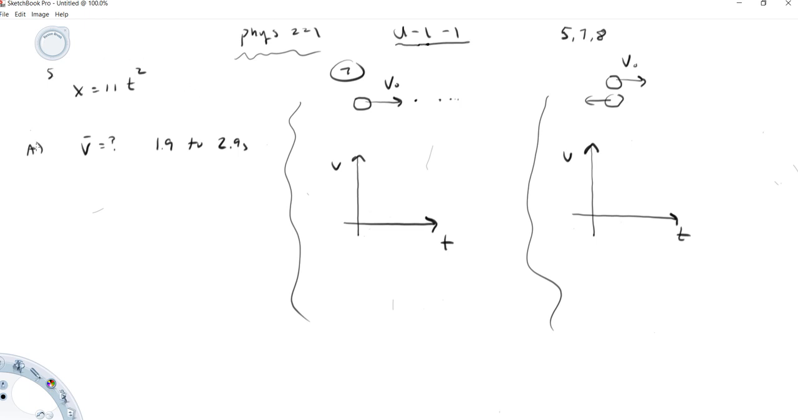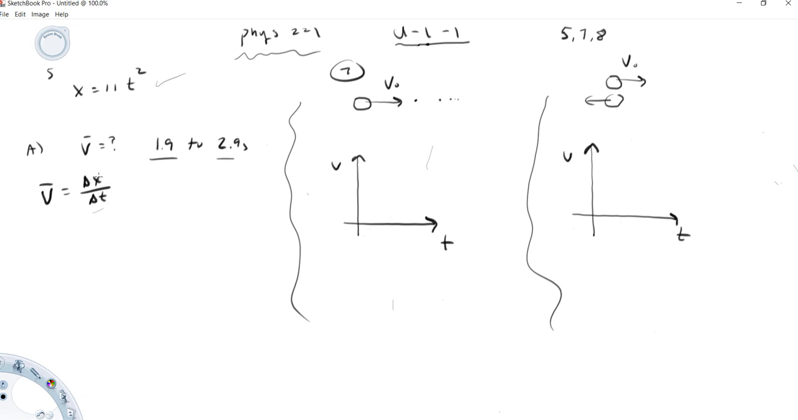So I already started writing some stuff down here for number 5. Let's see, what does it say here? A particle moves according to that equation. X is in meters, t is in seconds. Find the average velocity over this time interval. So here's how velocity is calculated. Right? It's delta x over delta t.